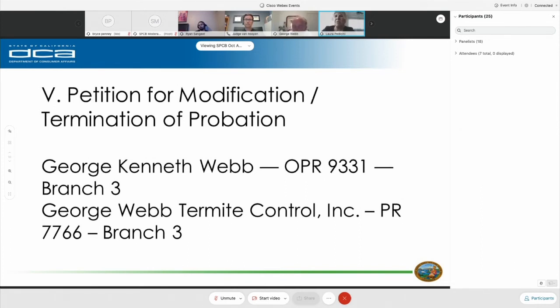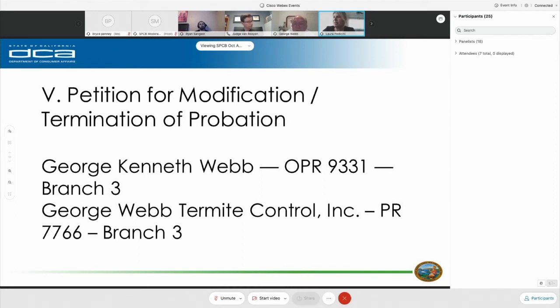Exhibit 1 consists of the following. The September 9th correspondence from the board confirming Petitioner George K. Webb's hearing date for today and requesting confirmation. The September 21st, 2020 confirmation of attendance from Petitioner Webb. The January 17th, 2020 letter from the board to petitioner regarding the guidelines for petitions for modification and termination of probation and guidelines for reinstatement or reduction of penalty. General information on petitioning for modification and termination of probation, the guidelines that are considered.